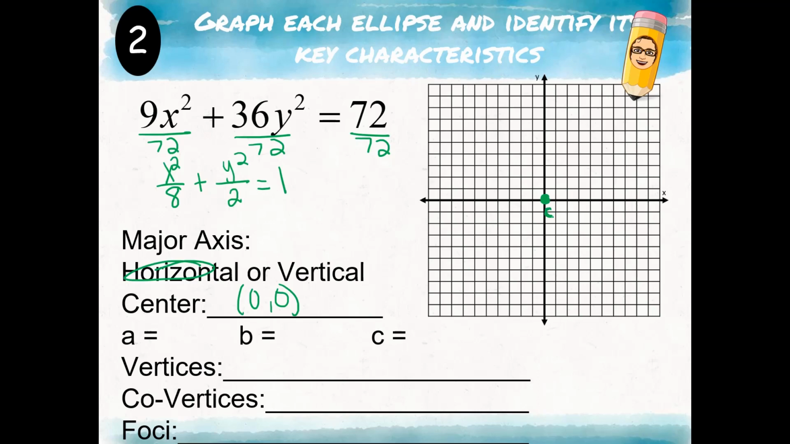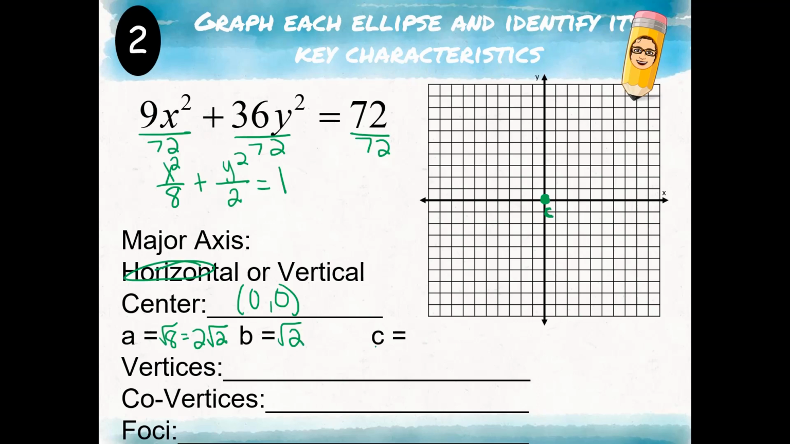Now, let's find our a, our b, and our c. Remember, a is the bigger denominator, so we're going to square root 8. That is also 2 square root of 2. 2.8, 2.9 is roughly that decimal equivalent. B is the square root of 2. Square root of 2 is a little bit more than 1, 1.4 roughly.